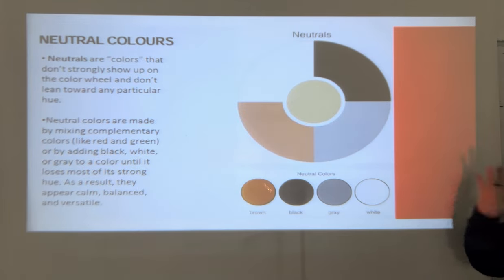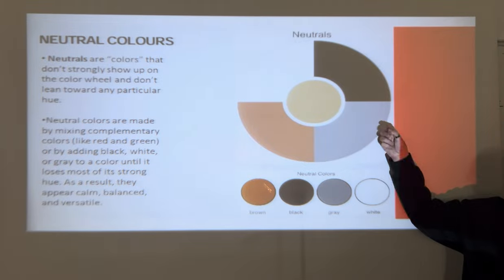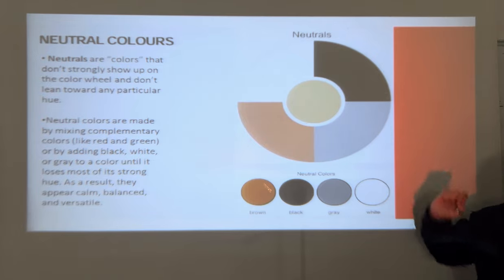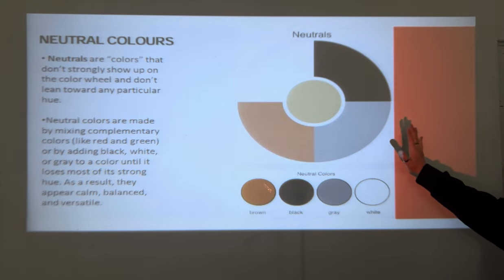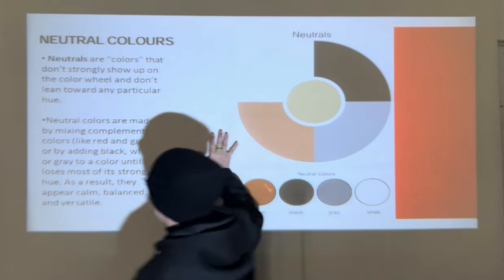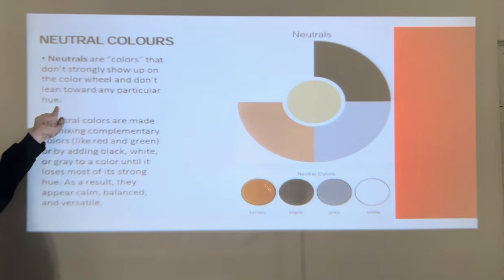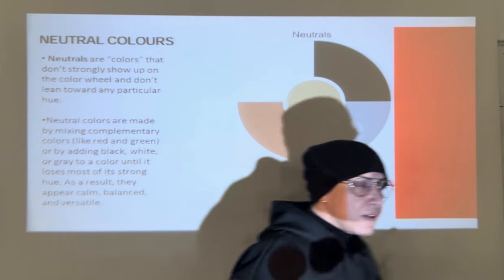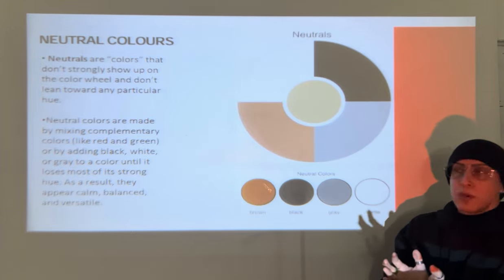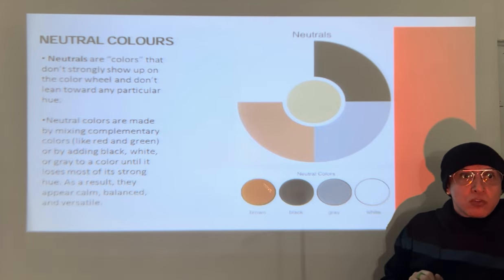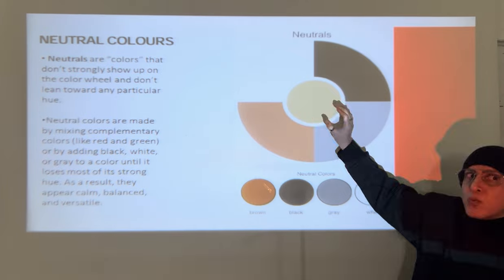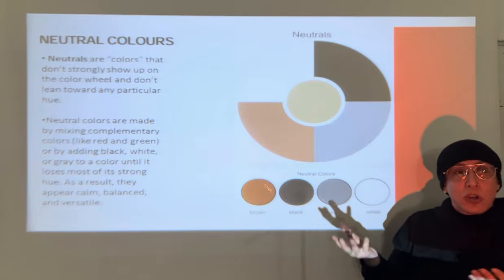So, there is a set of colors that we call neutral colors. Okay, so what are neutral colors? They don't show up on the color wheel that we saw last time, so you don't see them on the color wheel. And they don't lean towards any particular hue. What was a hue, that I discussed last time? The pure color that we see on the color wheel. These colors don't lean towards any of these hues. So you cannot say this color is close to what, or this color is close to what exactly. You cannot tell, okay?